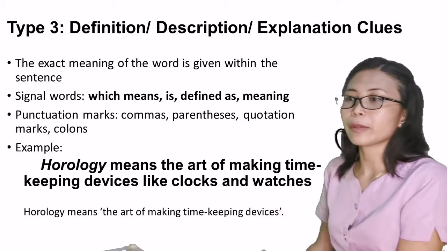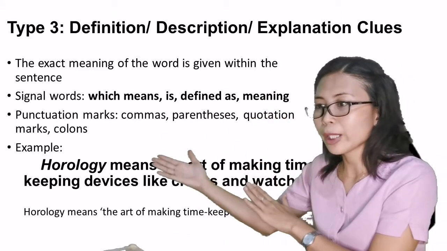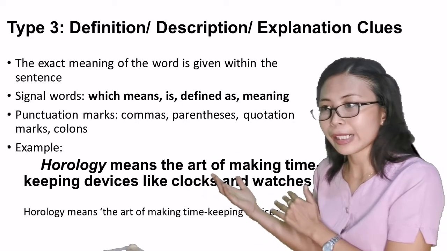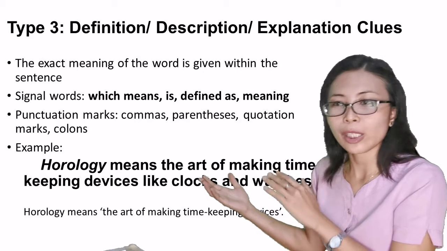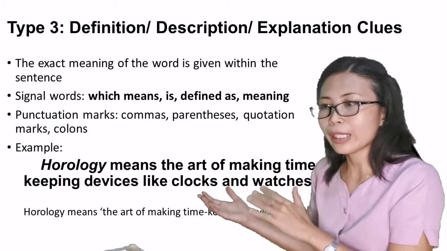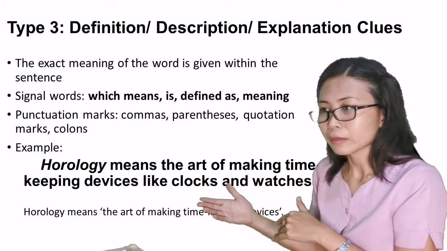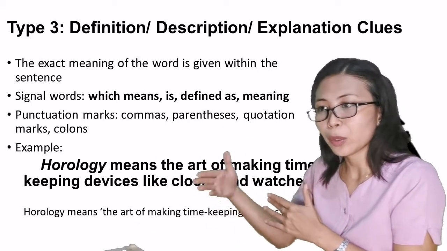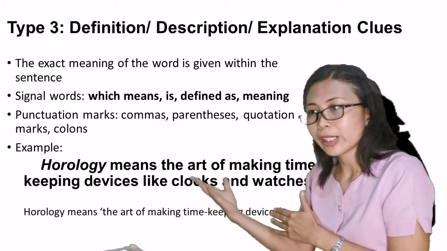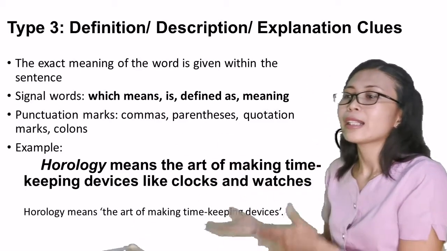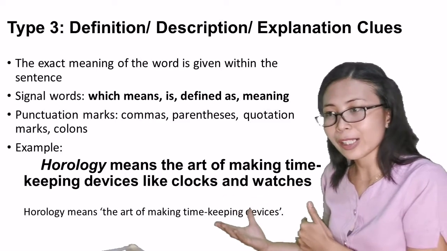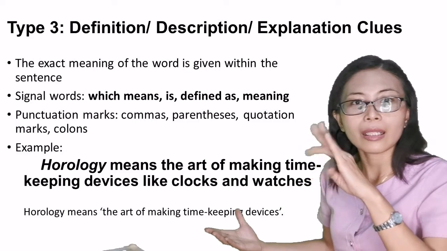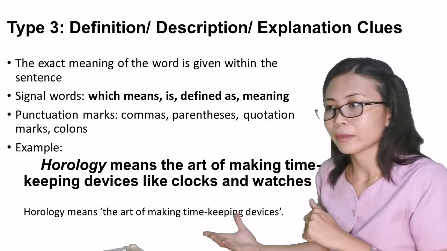So we have an example. Horology means the art of making timekeeping devices like clocks and watches. So horology means, we are defining the word horology, that is the art of making timekeeping devices such as clocks, wall clock, wristwatch, alarm clock, and others.